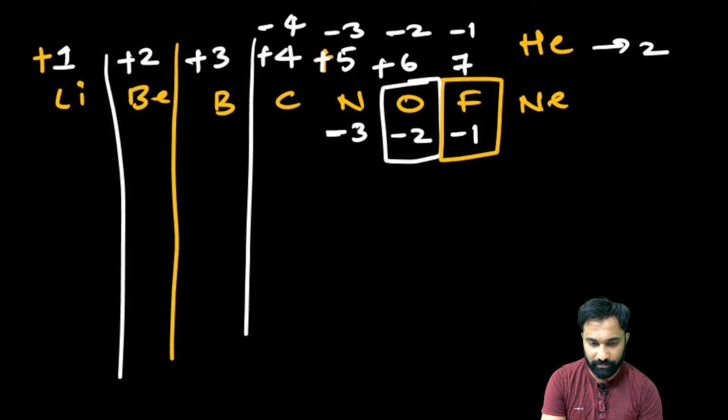Yes, fluorine being more electronegative, it will readily gain 1 electron to reach the noble gas electronic configuration, and it will not lose 7 electrons.